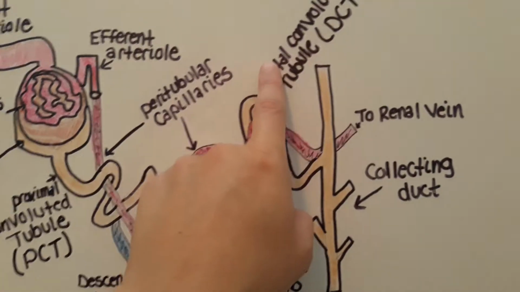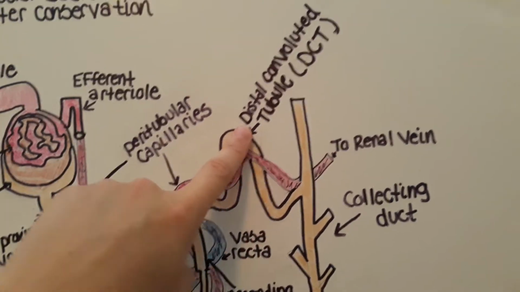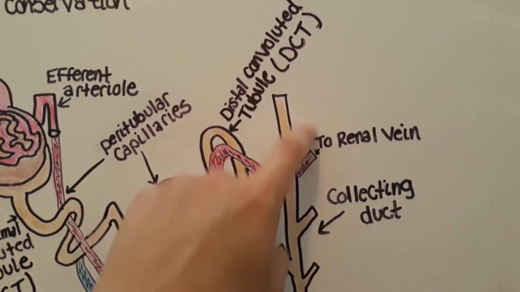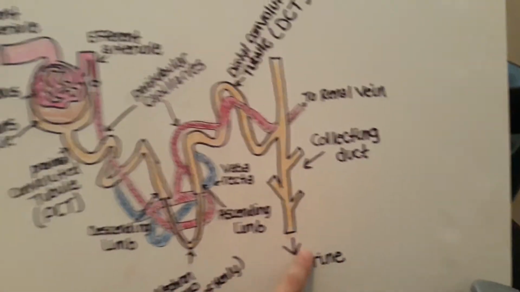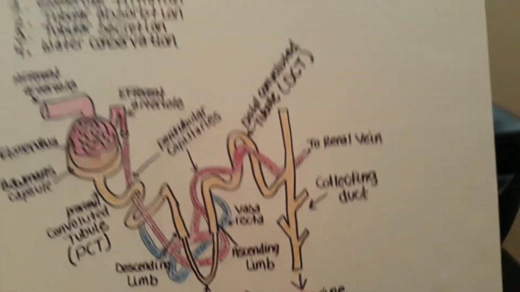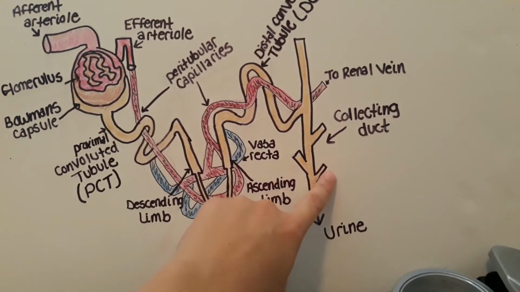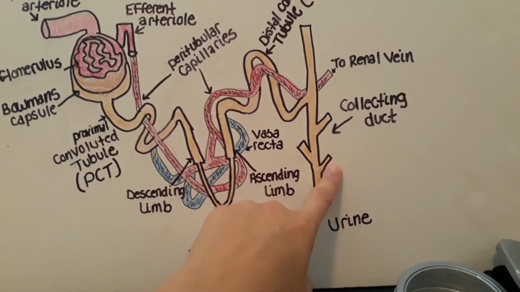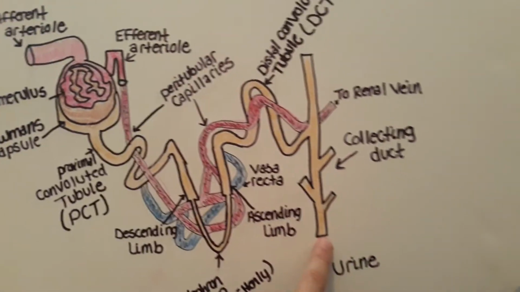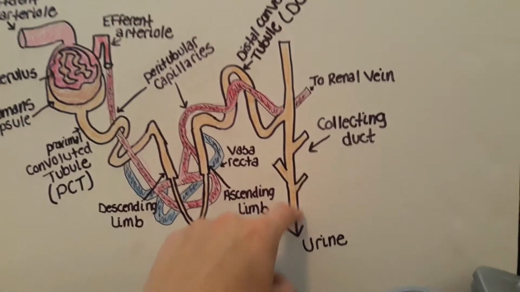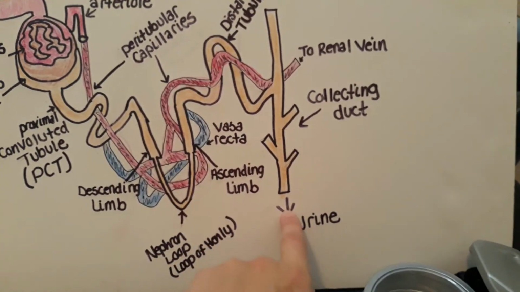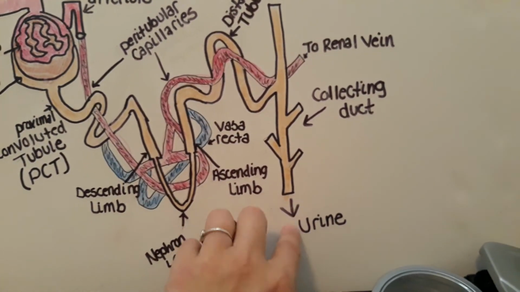And then from this DCT, it goes into a collecting duct, which is located over here. Let me zoom out a little bit. Okay, there's the collecting duct. And that is for the last step of urine formation, which is the conservation of water. And then from that point, from the collecting duct, it goes out and eventually goes out into the urine.